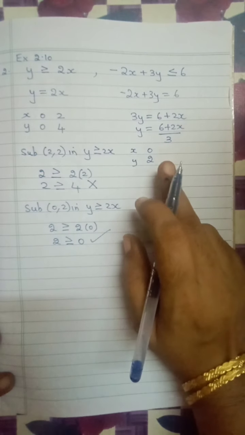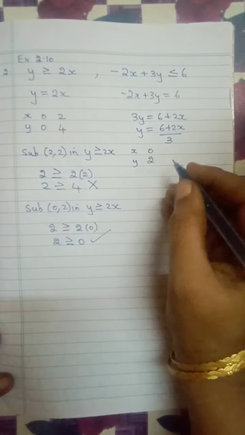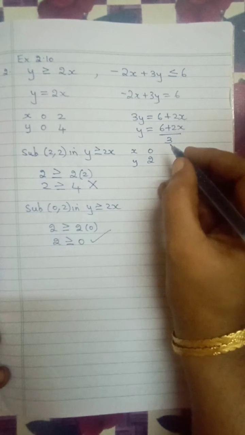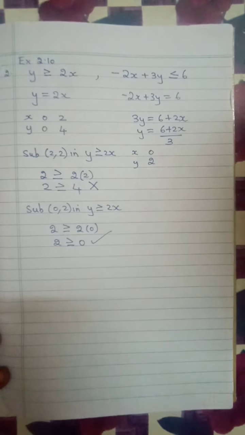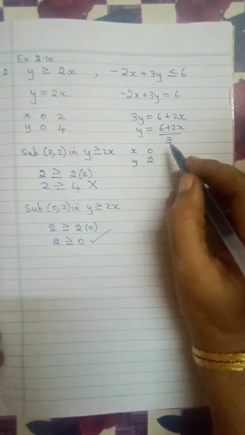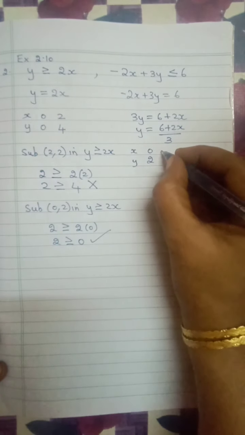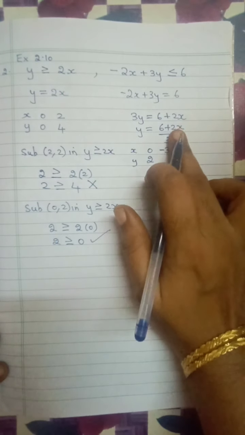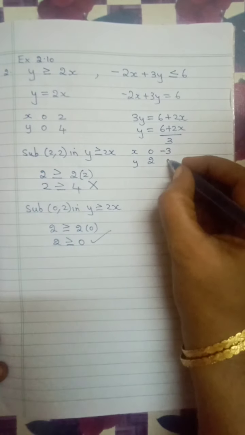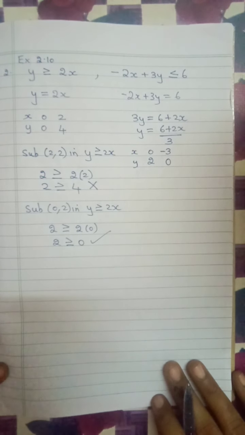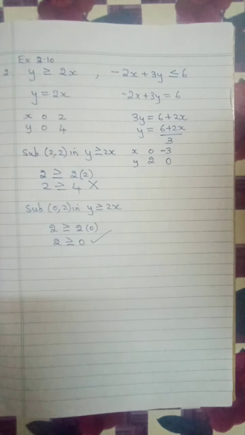Now let me put another value for x. Let me put a negative number, x is equal to minus 1. If I put x is equal to minus 1, I will get 6 minus 2, which is not divisible by 3. So let me put x is equal to minus 3. When I put x is equal to minus 3, 2 into minus 3 is minus 6. So 6 minus 6 I will have 0. So let me plot these 2 points on the graph, that is 0, 2 and minus 3, 0.